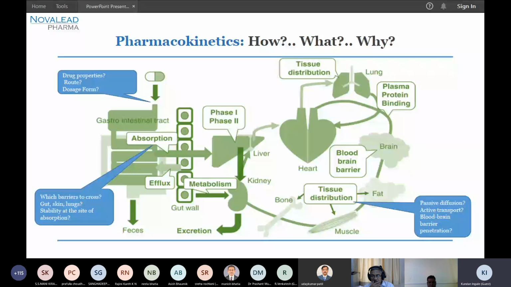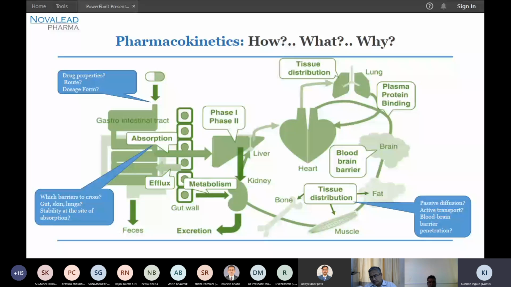Now, let's say if you start with the initial stage of administration, what are the properties that would be important for a drug molecule when you are deciding what should be the route of administration or how the drug should be administered? So there you can consider what the different drug-related properties are, and what route is feasible.